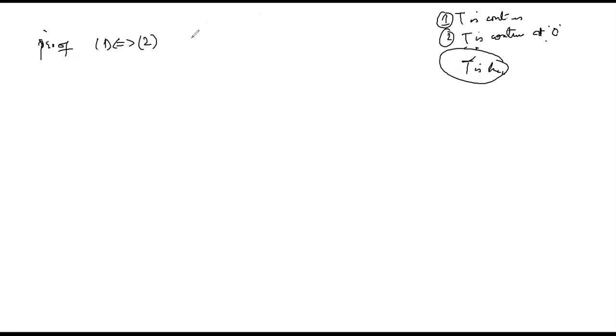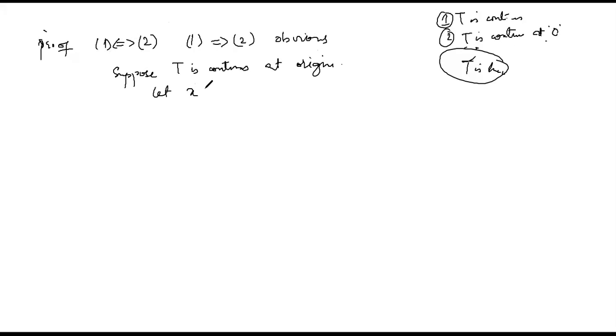One way is easy, right? 1 implies 2 is obvious. Because if it is continuous, it is continuous everywhere, so in particular it is continuous at the origin. Now how will 2 implies 1 work? Now suppose that T is continuous at origin. We have to show that it's continuous everywhere.